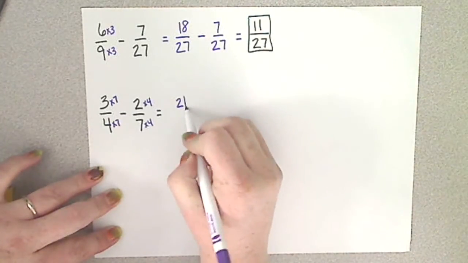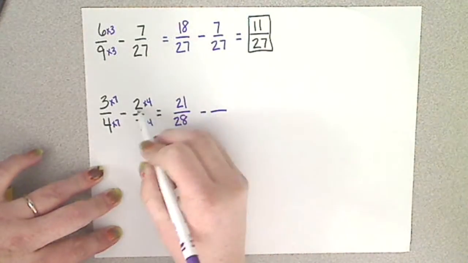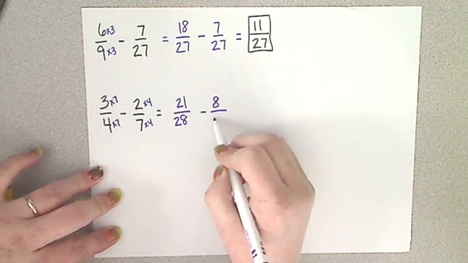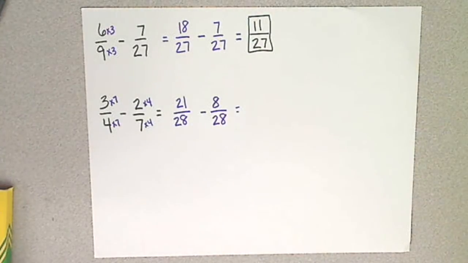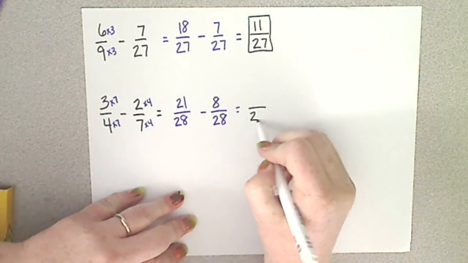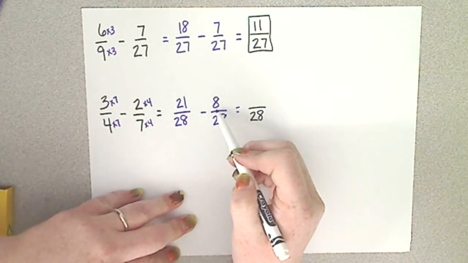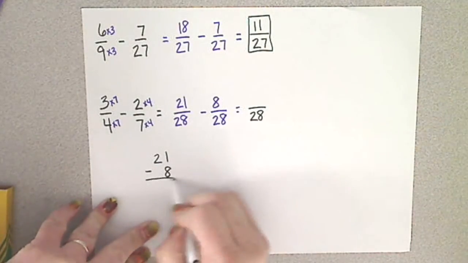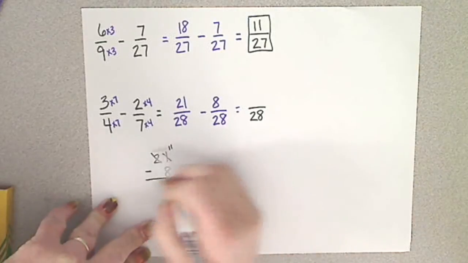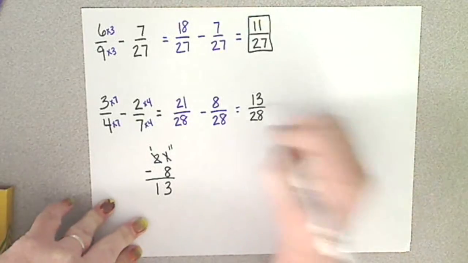3 times 7 is 21. 4 times 7 is 28. 2 times 4 is 8. 7 times 4 is 28. Now I'm subtracting apples and apples. My denominator does not change. It stays 28. 21 minus 8. Think about it in our heads. And if you need to do the subtraction, that's fine. 21 minus 8. 11 minus 8 is 3. So that leaves us with 13.